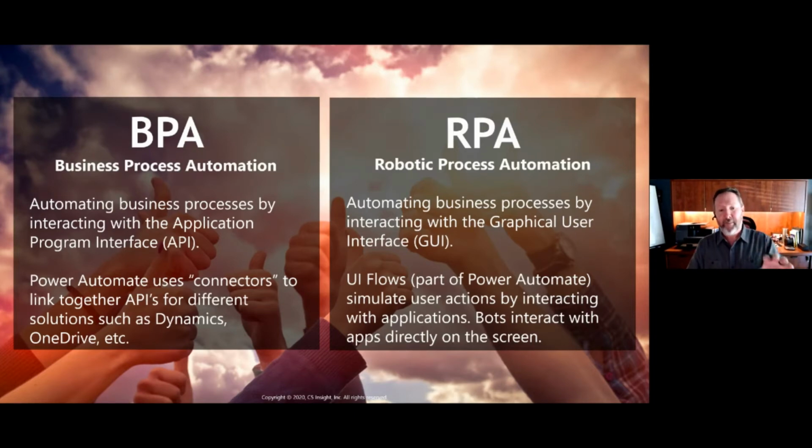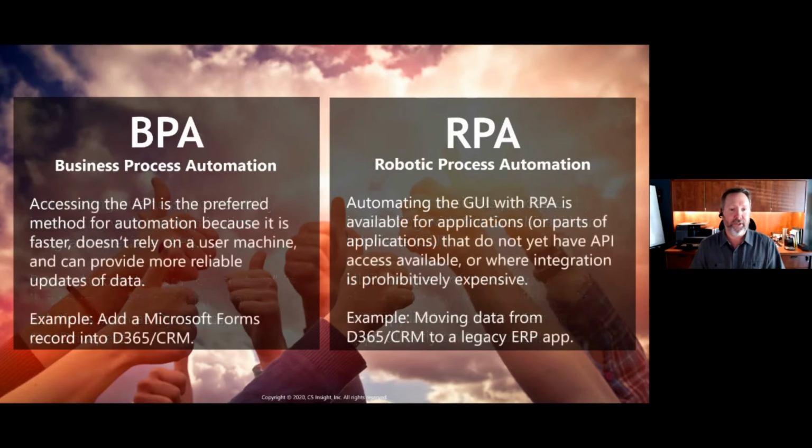In Power Automate, there is a type of flow called a UI flow. That is robotic process automation. There's a little more to it than that, but that gets you started with the definitions.